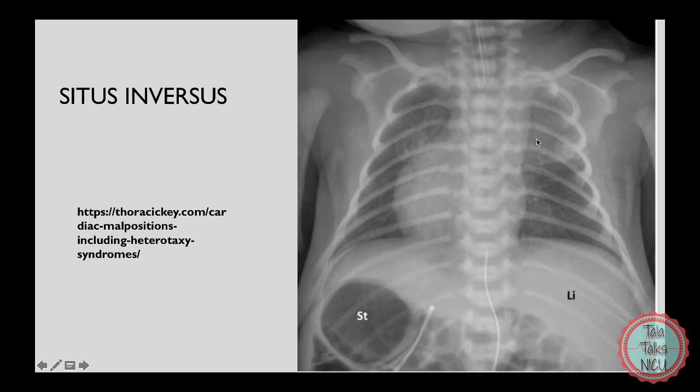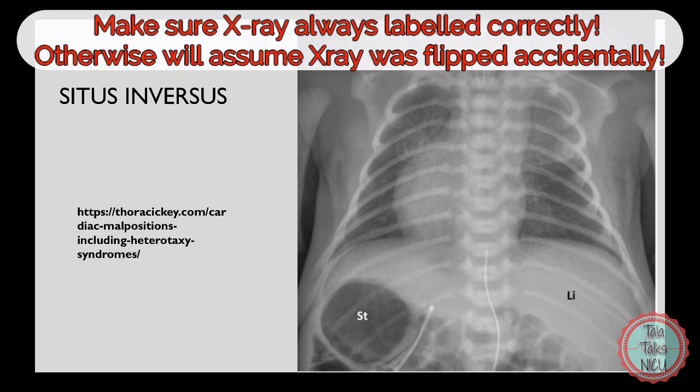So what do you think is going on here? Everything is flipped over. Yup, this is situs inversus totalis, where all the left-sided organs are on the right and vice versa. So you can see the heart and the stomach are on this right side and the liver is on the left. Often we are surprised by this finding when we get the first X-ray in the NICU. It can be associated with other issues, so obviously this would be an important finding for this baby.